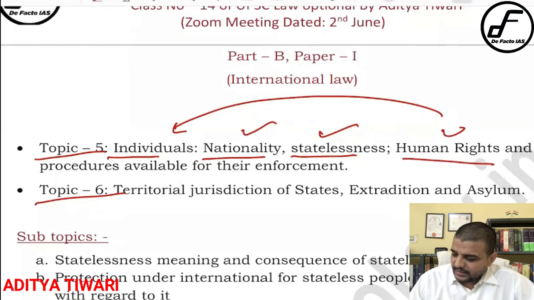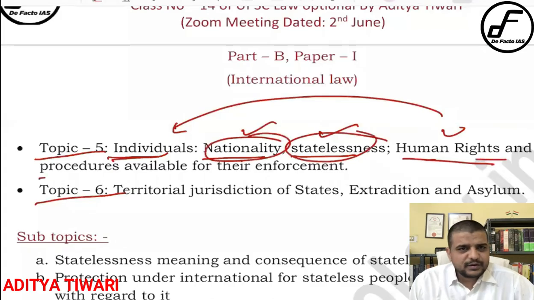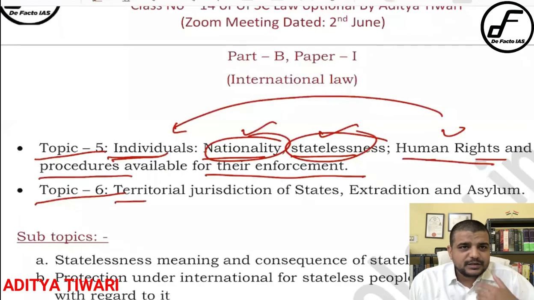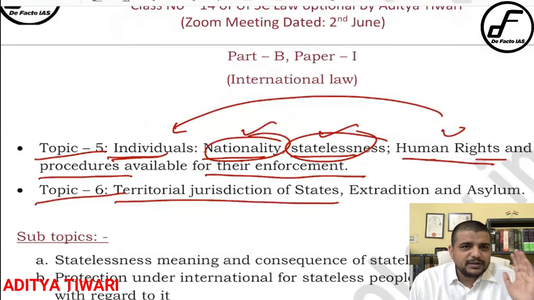Individuals, nationality, statelessness, human rights, and procedure available for their enforcement. Right. So we will talk about the multiple procedures that are available. Then topic number 6 is territorial jurisdiction of a state. It means in international law or in any national law as well, determining jurisdiction remains a key aspect of any procedural law. Without the determination of jurisdiction, the available mechanism does not come into action. So the determination of jurisdiction is a key aspect in national laws, in municipal law, as well as in international law. So we'll talk about that.